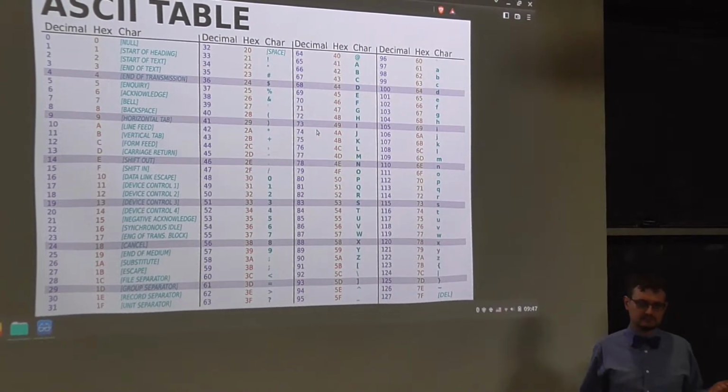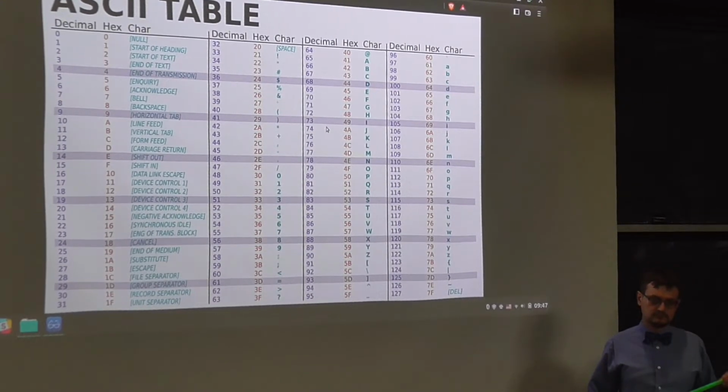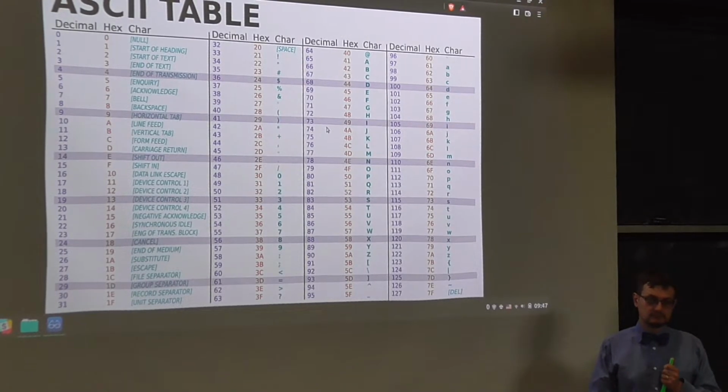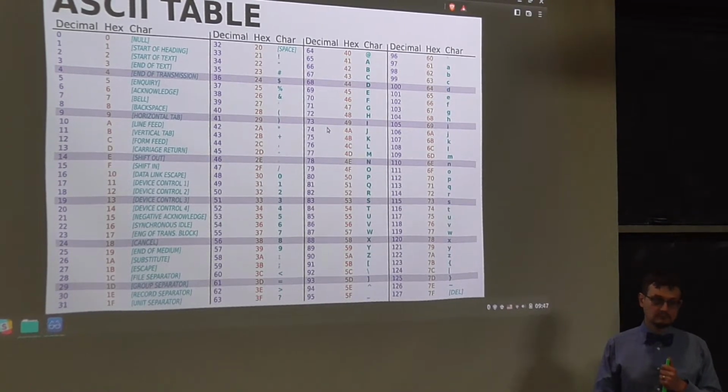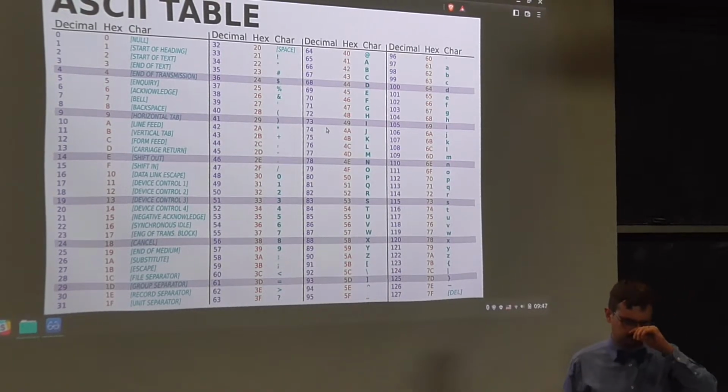Question? So when you saw the ASCII code before, it was just like a line of characters and numbers. So how do we know where the number stops? Like how do we know 115 isn't just 1 and 15? Run that by me again?